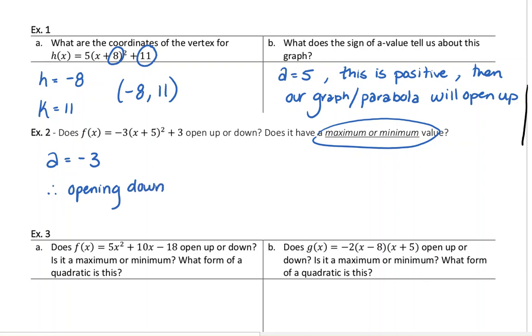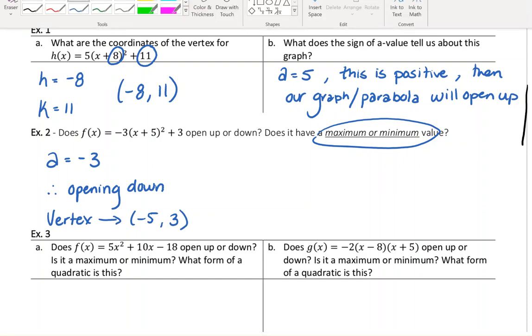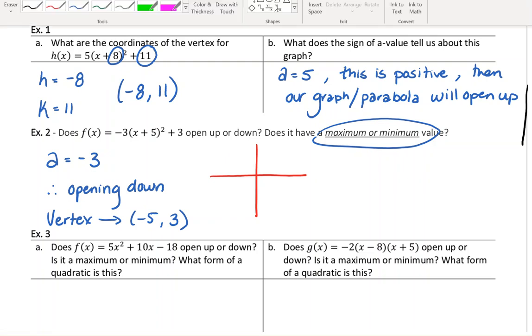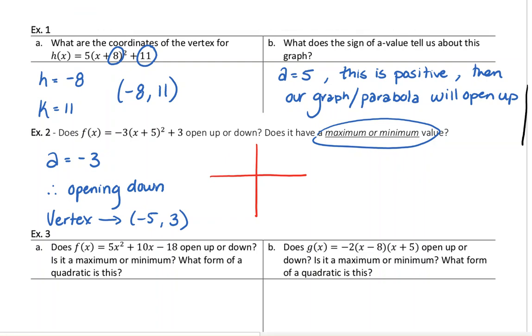Just as a note, the vertex for this would be -5, 3. If I took the time and graphed this, I'll just draw you a rough sketch. Well, -5, 3 as a vertex would be somewhere in your top left quadrant, because that's where x would be negative and y would be positive, and it opens down. So it might not look exactly like that, but it'd be a rough sketch.